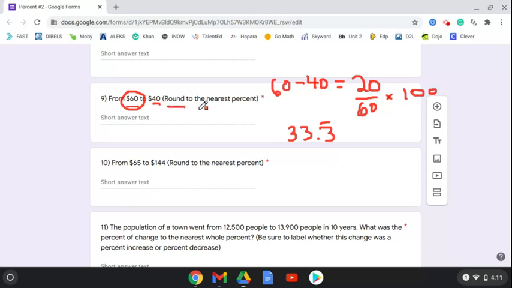But notice here it says round to the nearest percent. Okay, so the nearest percent, is this percentage closer to 33% or closer to 34%? Well, you would say 33%, right? Because of that 3 right there in the tenths place. That does not tell you to round up. It tells you to keep this 3 right here the same. So it's 33%. That is the nearest percent. And is this an increase or a decrease? If I'm going from 60 to 40, well, I'm going down, right? So it's a 33% decrease.